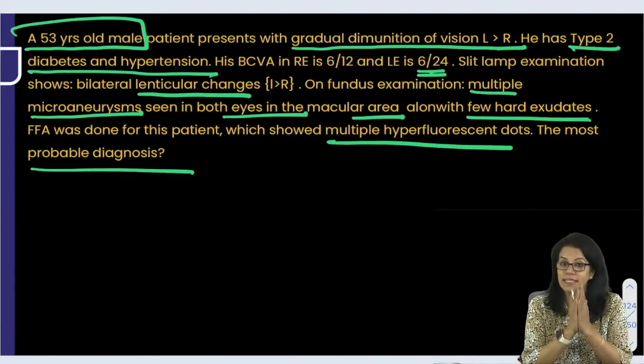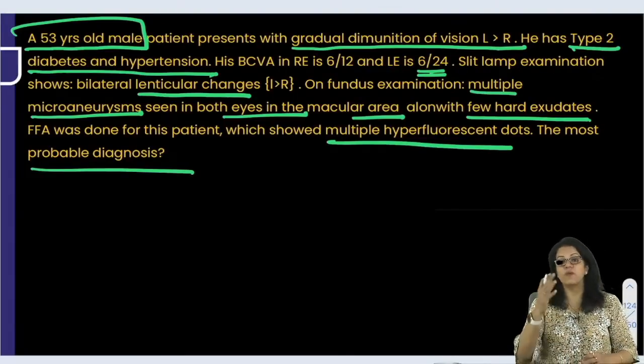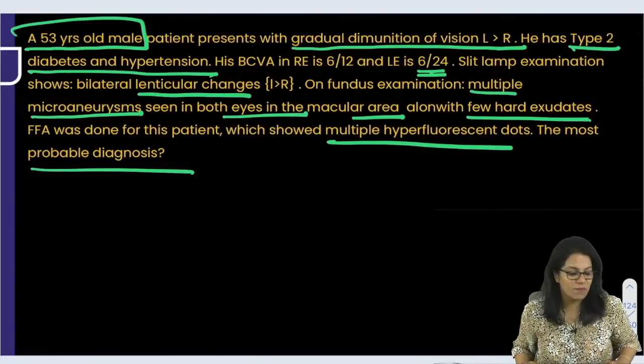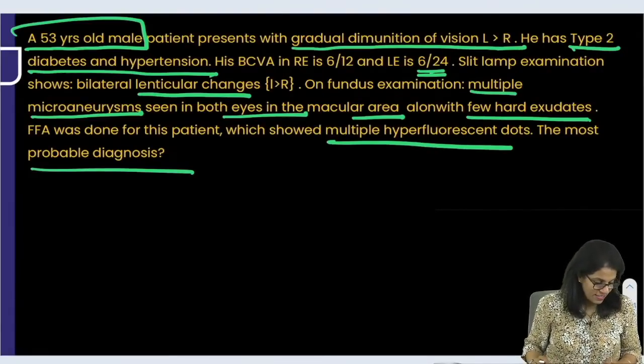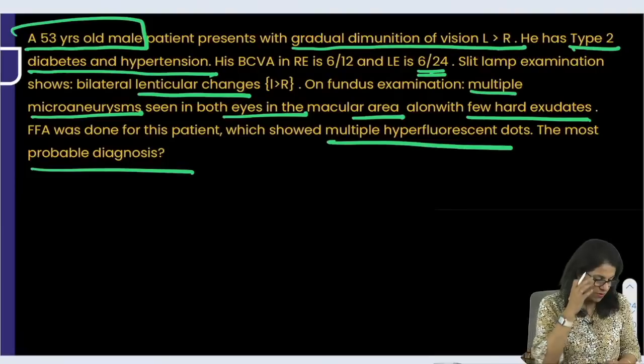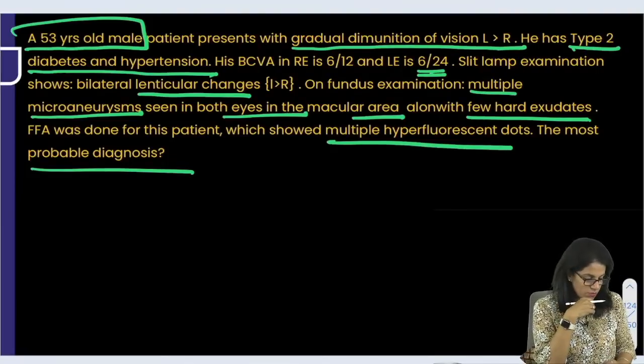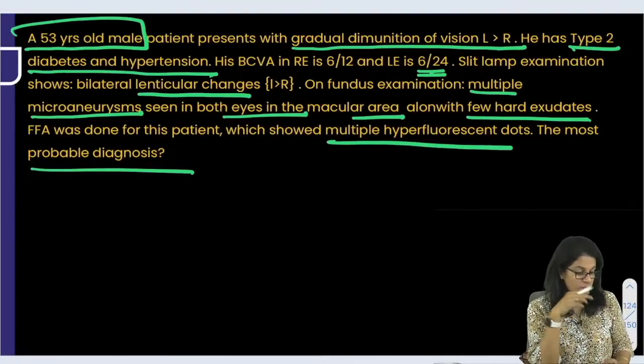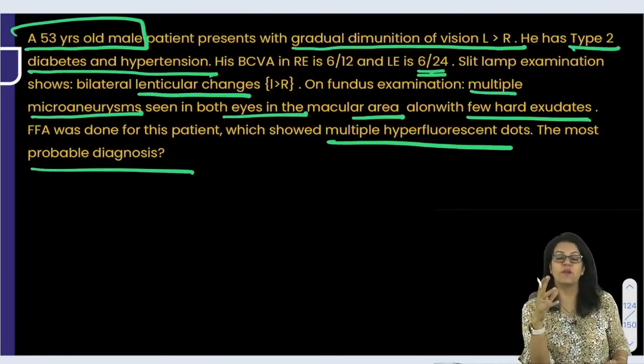I have taken that in an earlier session. A question comes on the ETDRS classification. Okay, so can you think and let me know? And when I say lenticular changes, what lenticular changes do you expect in a diabetic patient? Roy, please listen carefully, think. My question is, which stage of non-proliferative DR?